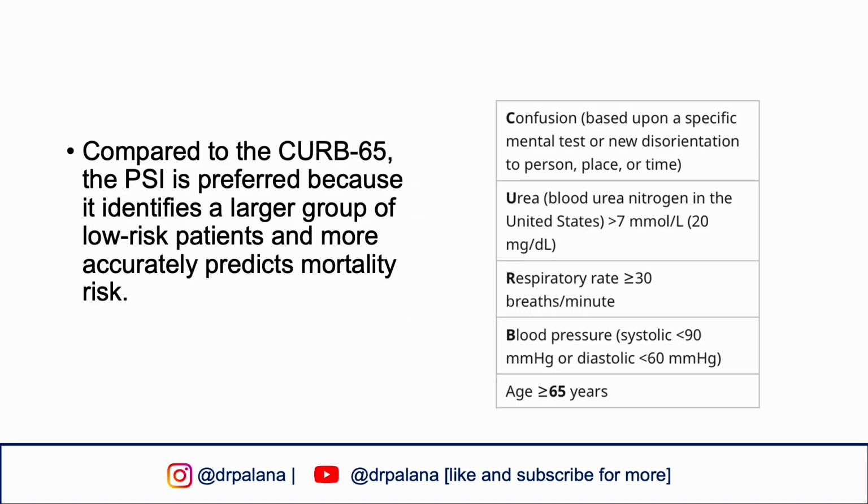Compared to CURB-65, the PSI is preferred because it identifies a larger group of low-risk patients and more accurately predicts mortality risk. However, CURB-65 is also a good tool to memorize for your exams to determine if the pneumonia management should be done in an inpatient or outpatient setting. CURB-65 stands for C for confusion, U for urea, R for a respiratory rate of more than 30, B for blood pressure of less than 90, and 65 for age of more than 65.